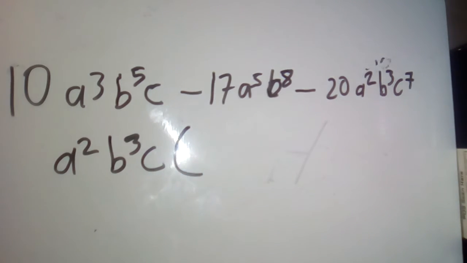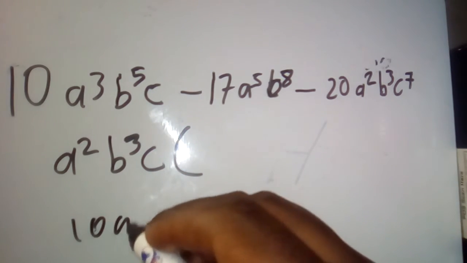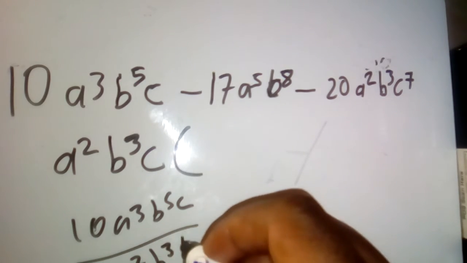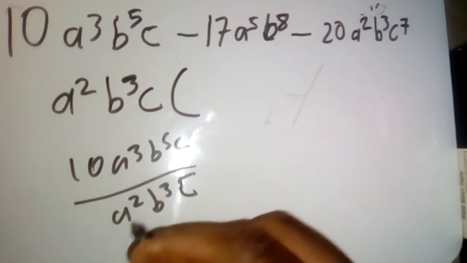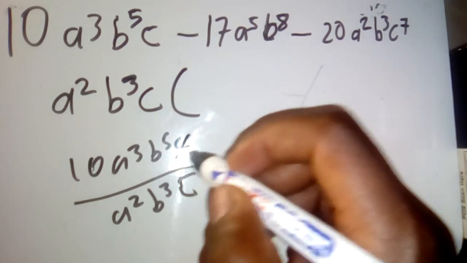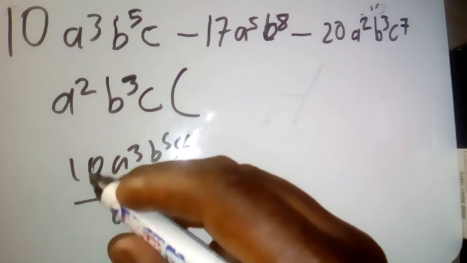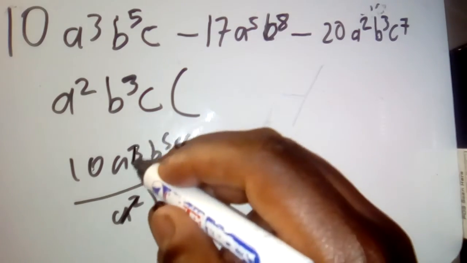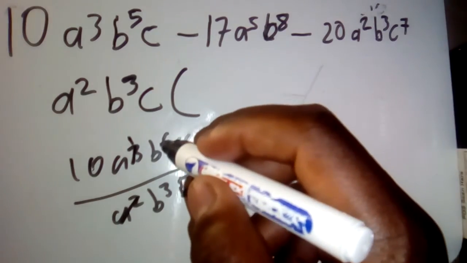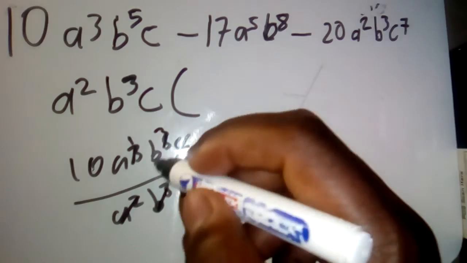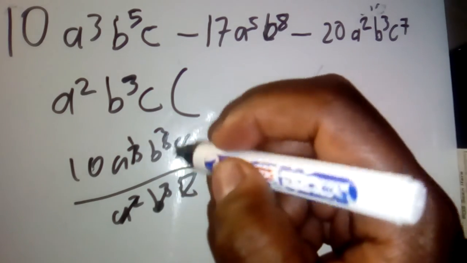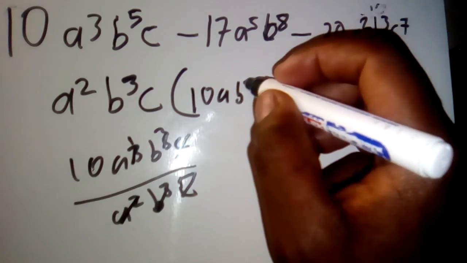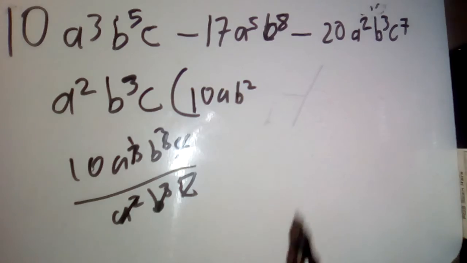So now we're going to divide. When I say 10a cubed b to the power of 5 c divided by a squared b cubed, okay, so the c remains. There's nothing to divide 10 by, so of course 10 remains. a cubed divided by a squared leaves a. b to the power of 5 divided by b cubed is b squared. So now we're going to have 10a b squared c. That was the answer that we got by dividing.